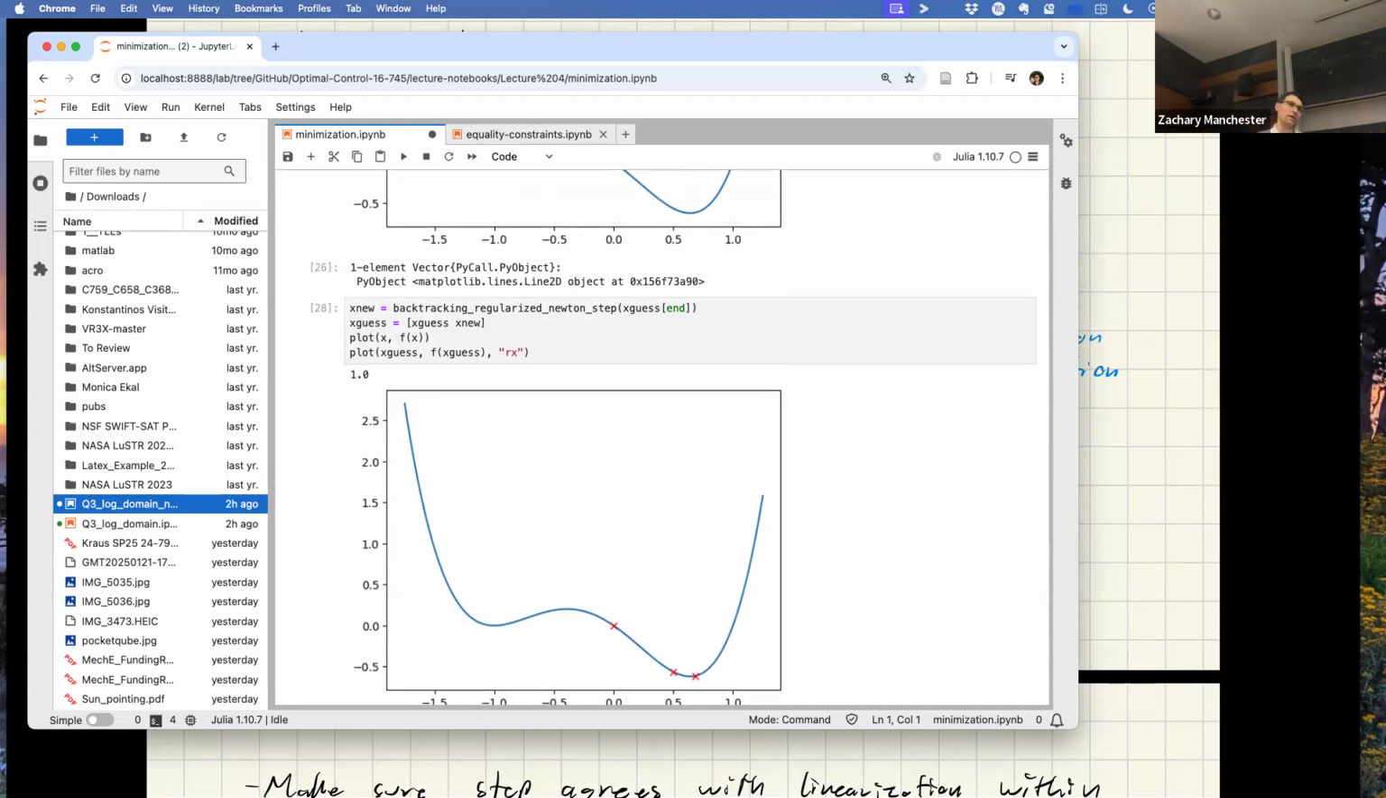What this is doing is, usually you only backtrack when you're far from the optimum. Once you get close, you're going to basically take full steps because there the Taylor expansion is going to be good, right? Because you're close to the minimizer.